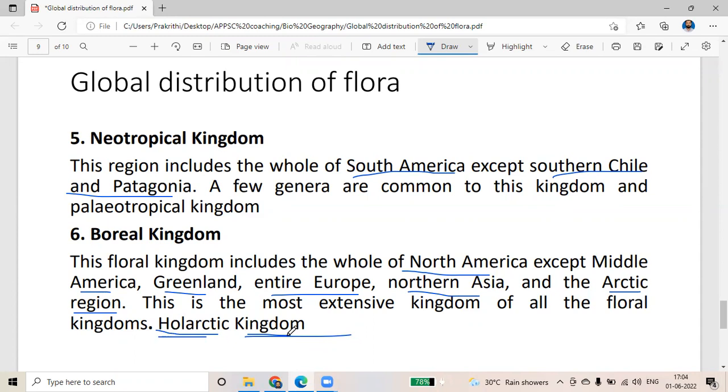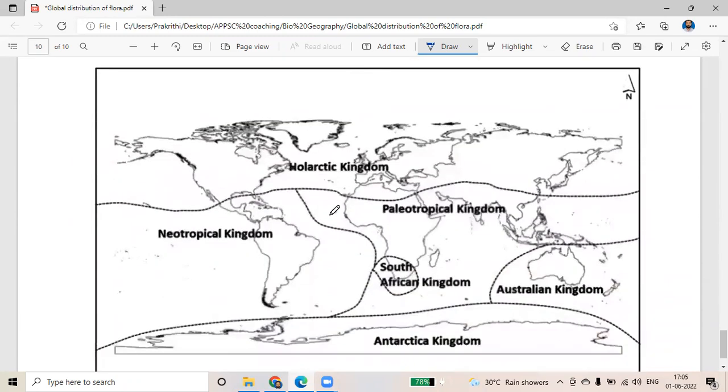So these are the major kingdoms of the flora which have been distributed throughout the Earth's surface. If you look at this picture, look at the boreal now, here it is called the Holarctic kingdom. The whole of North America, Greenland, Europe and North Asia have its distribution. So this is the biggest one.